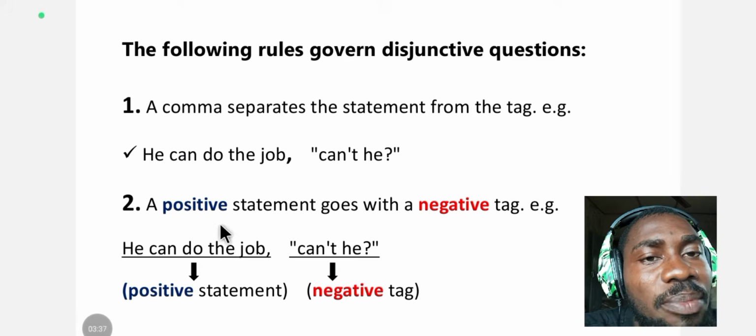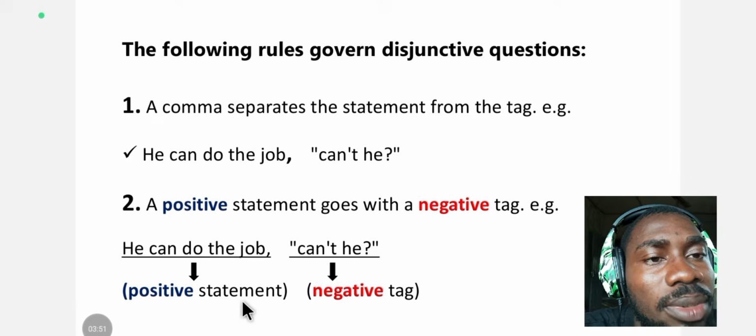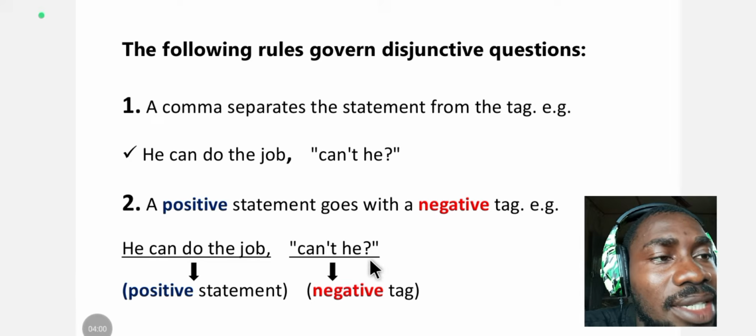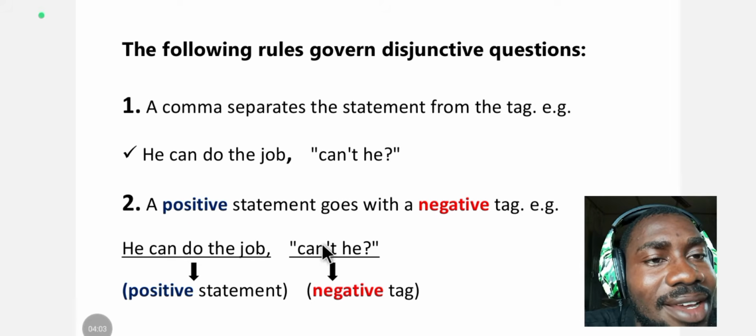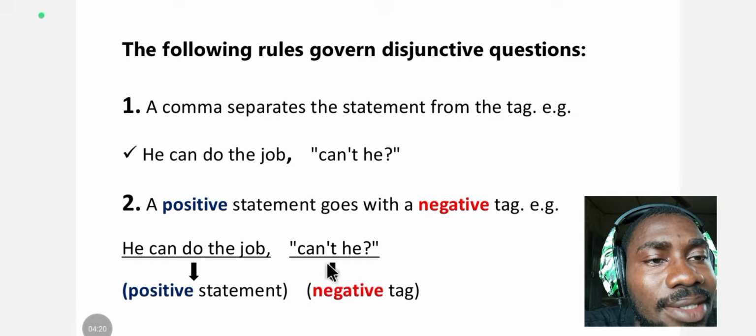Let's look at the example we have here. He can do the job. The can here shows positive. Can, positivity. This is a positive statement. But let's look at the question tag that goes with this positive statement. Can't he? Can't is negative. Can, positive. He can is positive. Negative, he can't. Can't is negative.